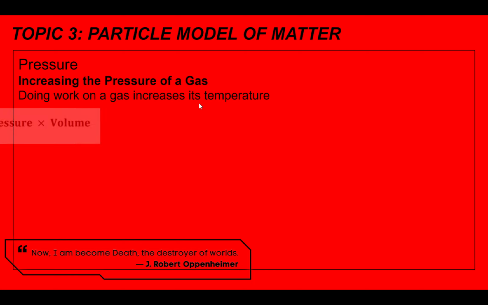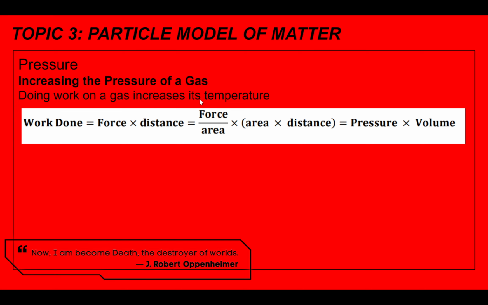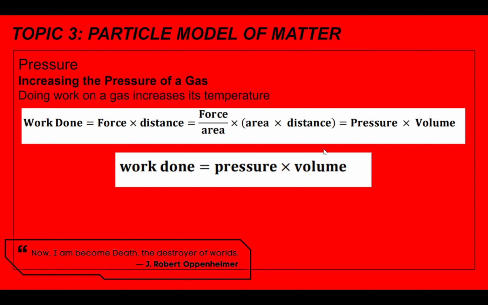Increasing the pressure of a gas. Doing work on a gas increases the temperature. So work done equals force times distance, which also equals force over area times distance, which also equals pressure times volume. So simply, work done is pressure times volume.